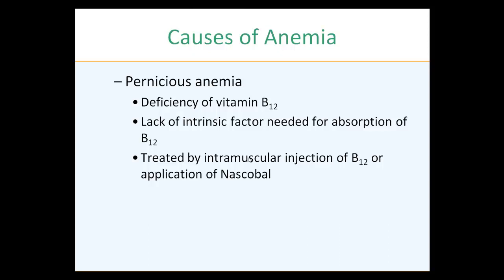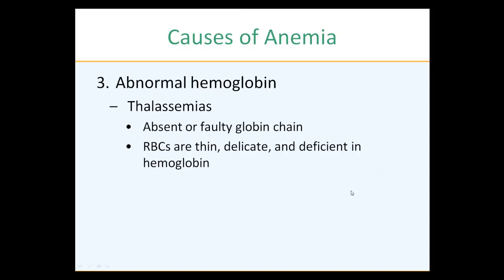Pernicious anemia is deficiency of vitamin B12, and we agreed that vitamin B12 is very important for the making of DNA. If you don't have that, then of course it's very hard to synthesize great numbers of red blood cells every minute and every day, and therefore you will have anemia. And of course you treat that by giving vitamin B12 supplements.